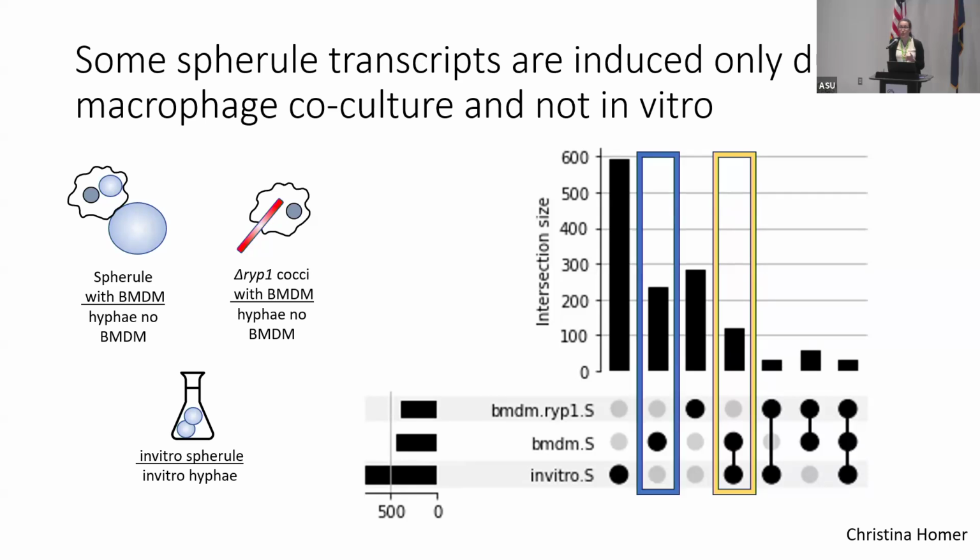And then in blue are the genes that are upregulated in response to macrophages in samples that can make spherules. We're excited about this group as ones that can give us a sense of what some of the intracellular stresses are that cocci is having to endure while in the macrophage, and potential virulence factors.